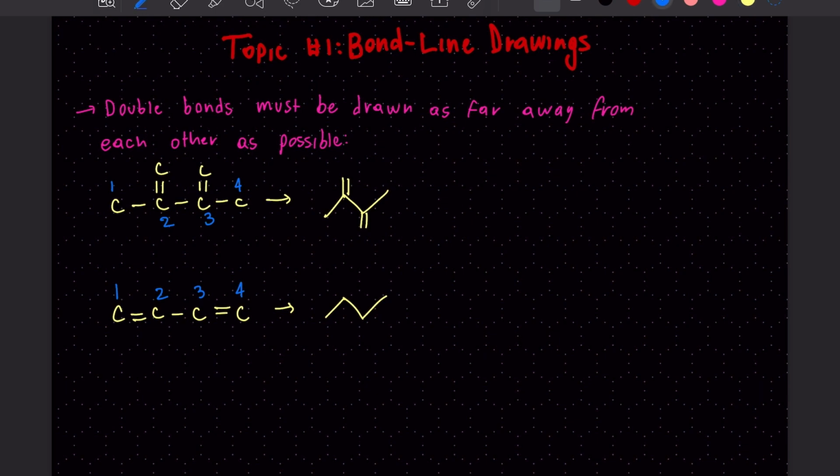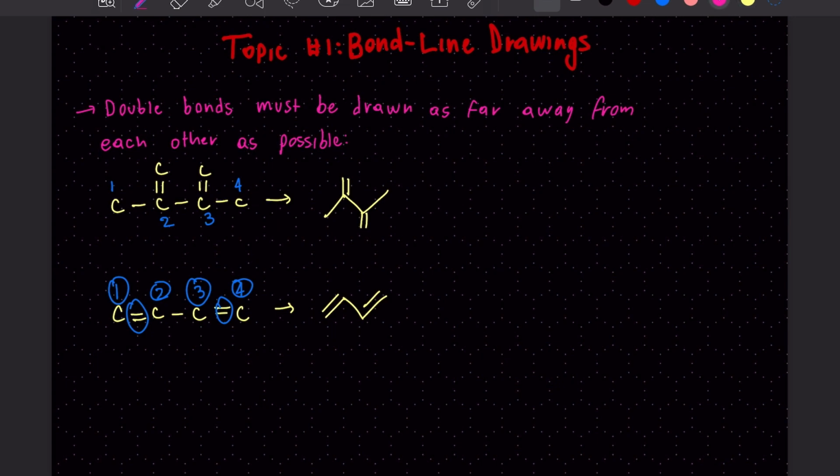But notice that, again, between carbon 1 and carbon 2, we have a double bond. So between carbon 1 and carbon 2, we must have a double bond. And same thing for the double bond between carbon 3 and carbon 4. Carbon 3 and carbon 4, there must be a double bond. Like that. And that is how we draw double bonds in bond line drawings or bond line structures.